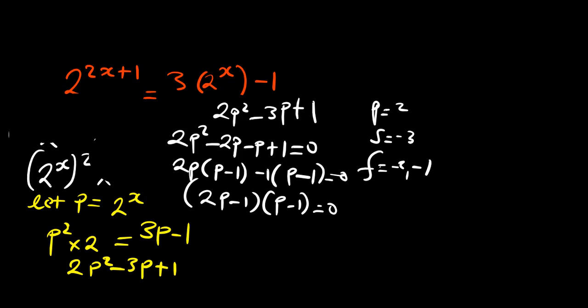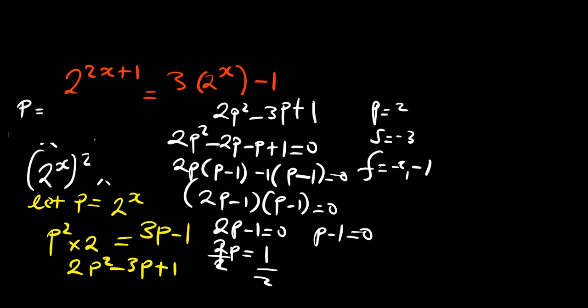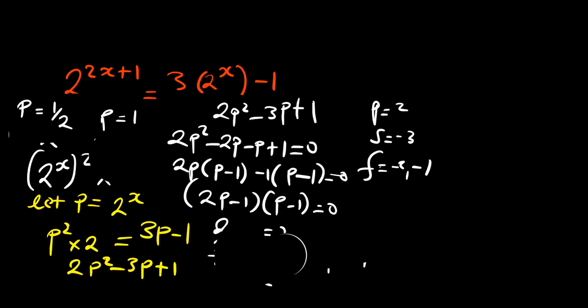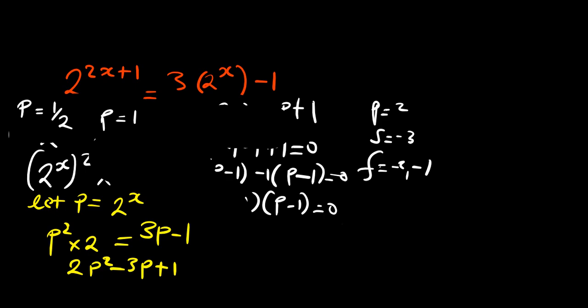Now I've got such an expression. This expression means that 2p minus 1 is equals to 0, and p minus 1 is equals to 0. So 2p will be equals to 1, when the 1 comes to the other side it becomes positive. Then I'm going to divide by 2 on both sides. Therefore, p is equals to half. What about the other p? p will be equals to 1, when the 1 goes to the other side it becomes positive. So those are the two answers that we found for p. But mind you, we're not finding p, we are finding x.